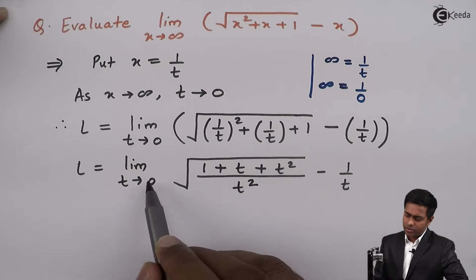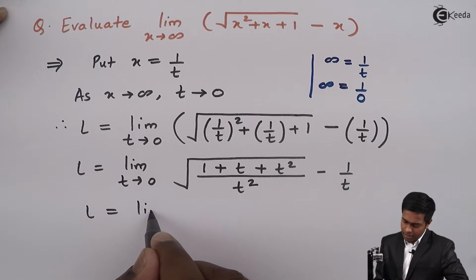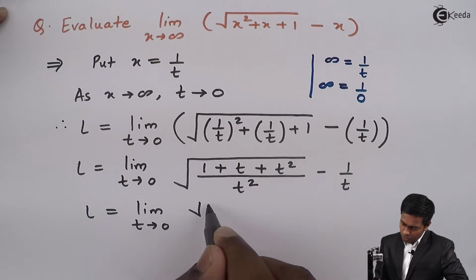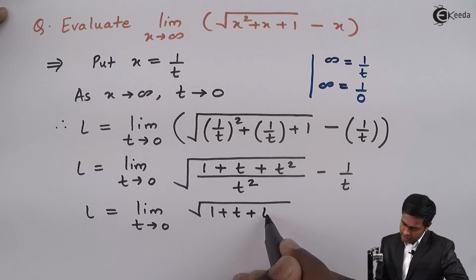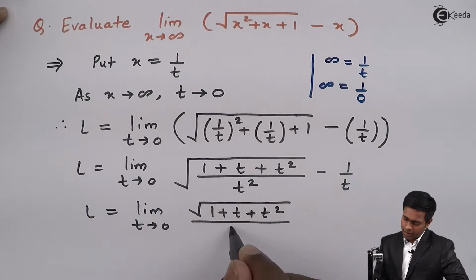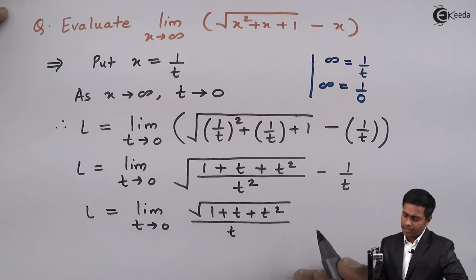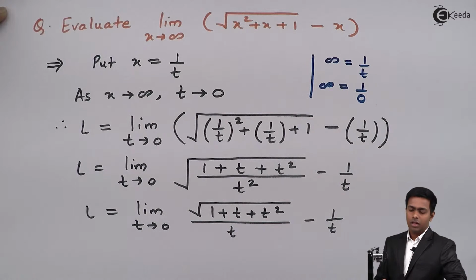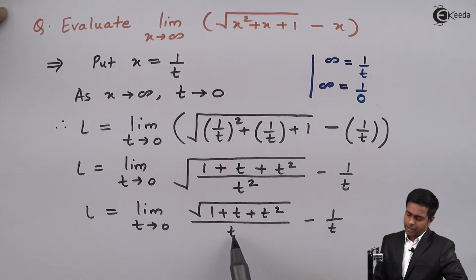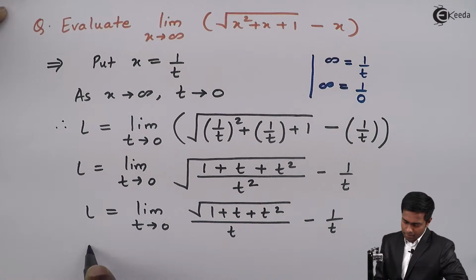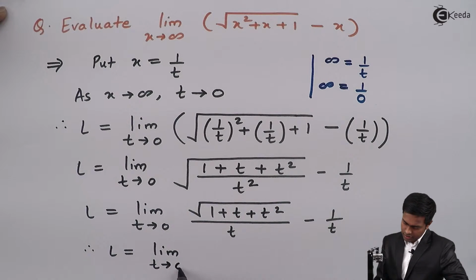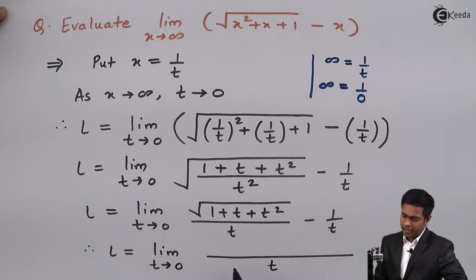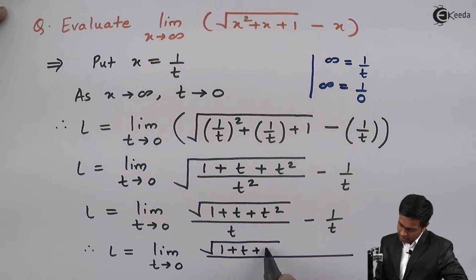So after taking the square root, we get L as limit t tends to 0 of the square root of 1 plus t plus t square, whole upon t, because the square root of t square is t, minus 1 by t. Now taking the common denominator, L becomes limit t tends to 0 of the square root of 1 plus t plus t square minus 1, upon t.